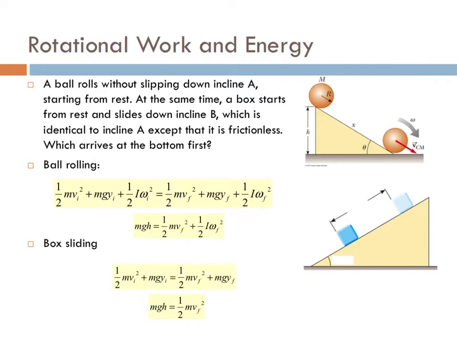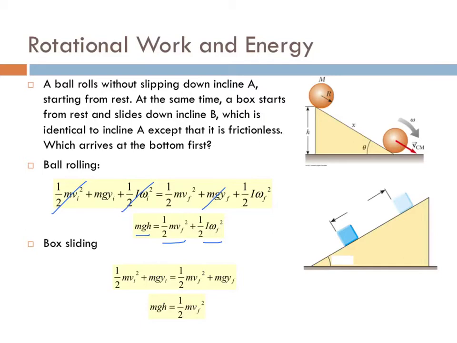So we can start with our conservation of energy equations. At the very top, we can say that we have 0 velocity. We also have 0 rotational kinetic energy at the beginning, so all of our energy is gravitational potential energy. At the end, we're not going to have any more height, so we won't have any more gravitational potential energy, but we'll have kinetic energy coming from our linear velocity and rotational kinetic energy coming from our rolling.